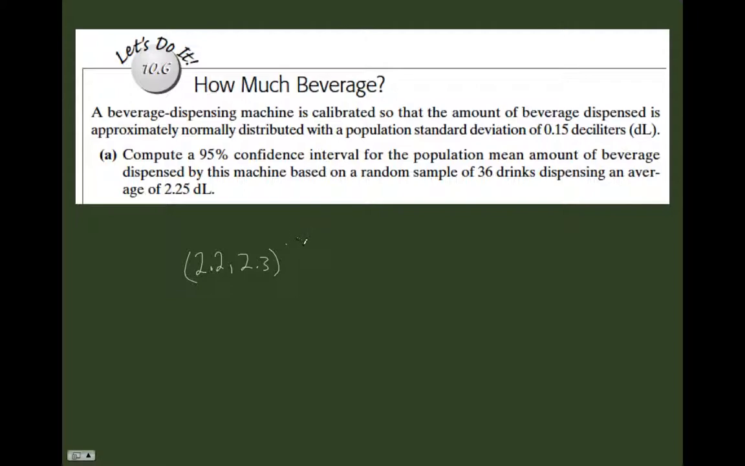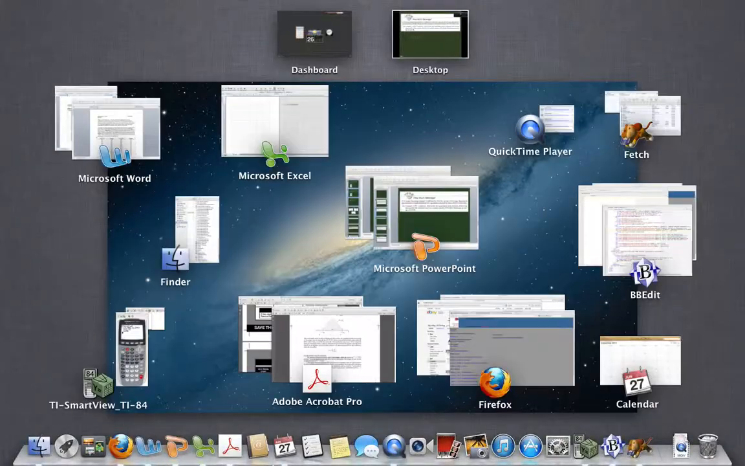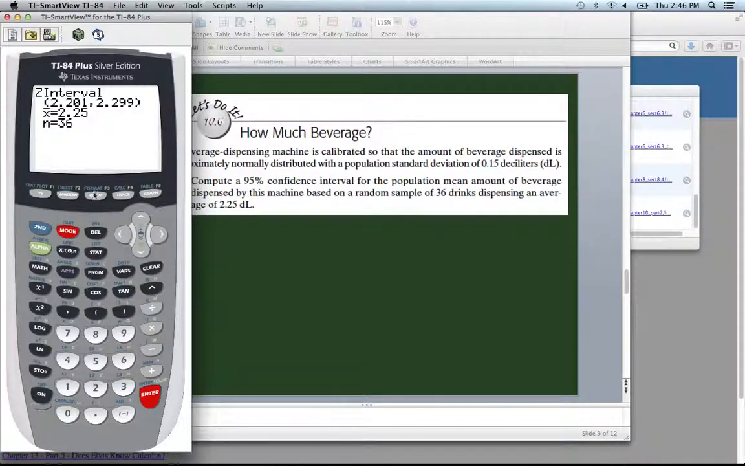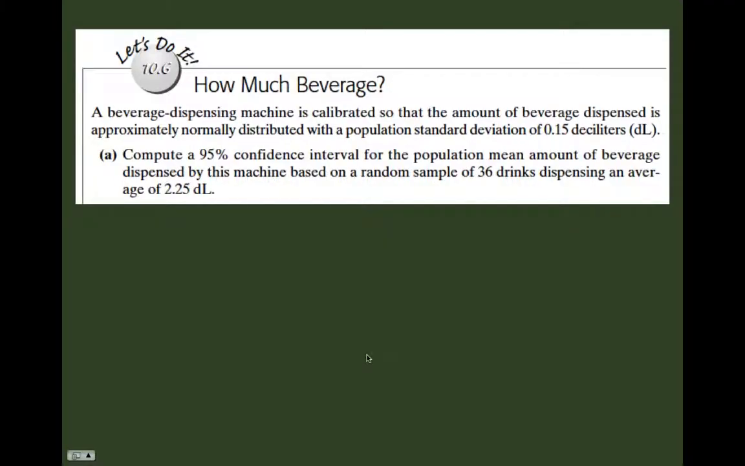So we're 95% confident. Well, let's see here. Let me double check that. Did I get that right? It's about 2.2 to 2.3. Yeah, that's what it is. Okay. So about 2.2 to about 2.3.